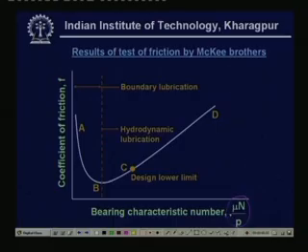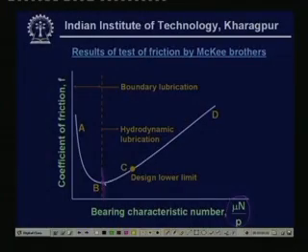This plot has been taken from the test results of Mackey brothers, and this shows a very important characteristic of journal bearing design. See, in this particular case, there is a demarcation line up to this one. Up to here, with the increasing bearing characteristic number, the friction goes on increasing, and here with the reduction of bearing characteristic number, the friction goes on increasing. So, here this is the limit, and beyond this limit we call this boundary lubrication, or sometimes it is also termed imperfect lubrication.